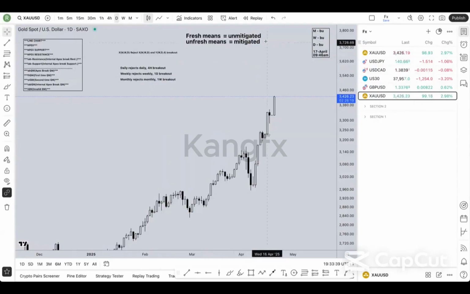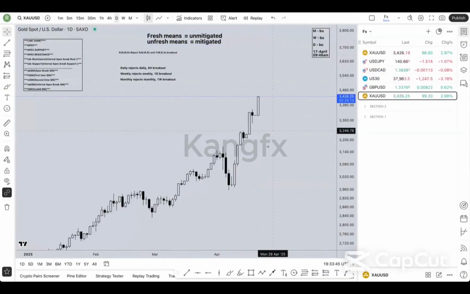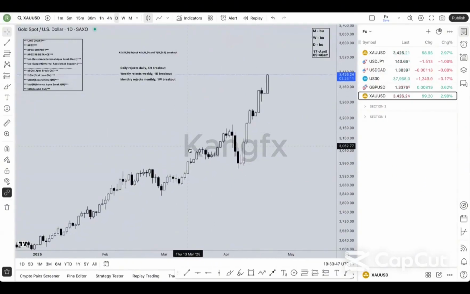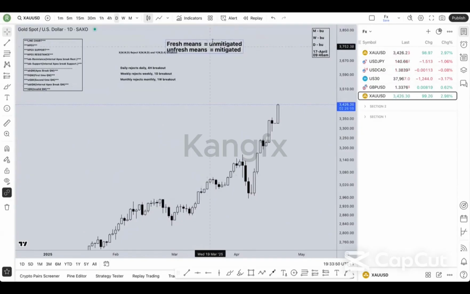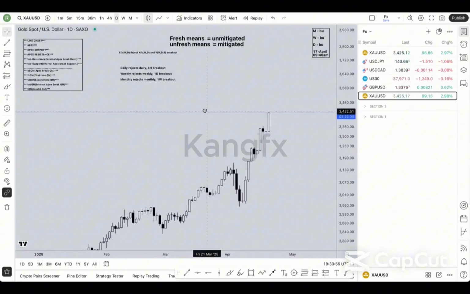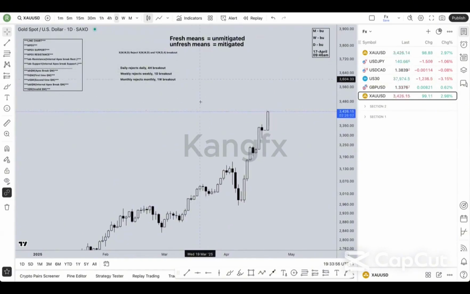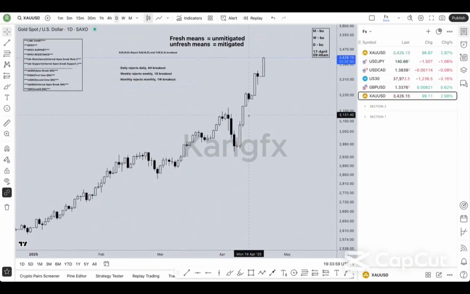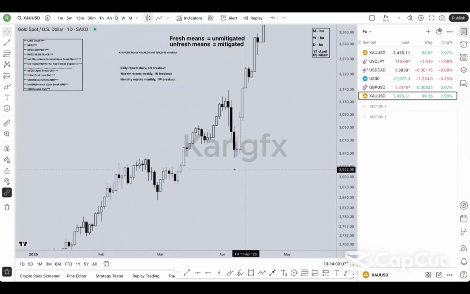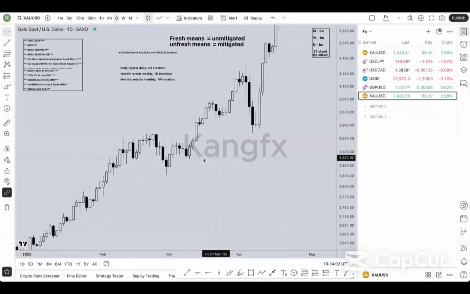Mitigated means that the level has been used already. Unmitigated means the level is still valid to use. But we're not going to use the terms mitigated or unmitigated. We use the terms that correspond with what we are trading. We're trading Malaysian MSNR, and the terms of Malaysian MSNR are fresh and unfresh. So fresh means that the level is good for us to use. Most times, a valid storyline needs to start from a fresh level.